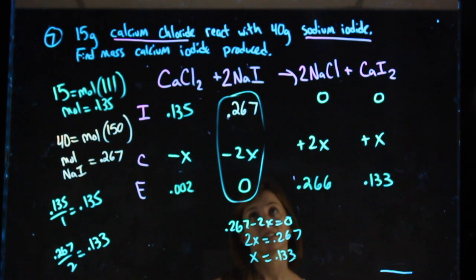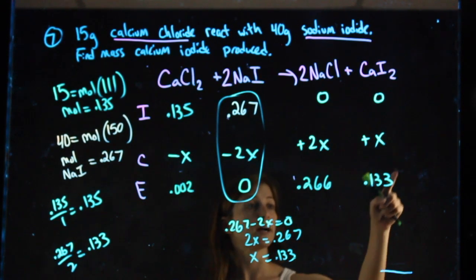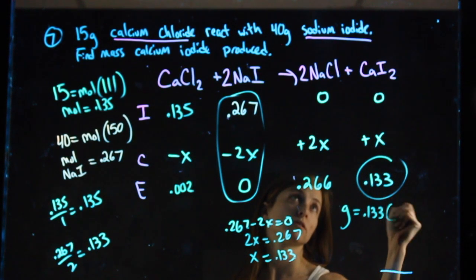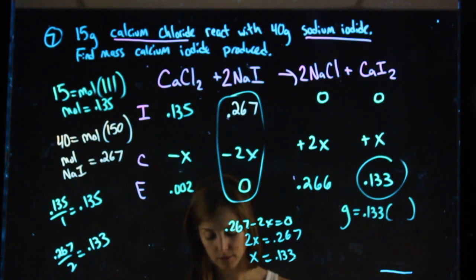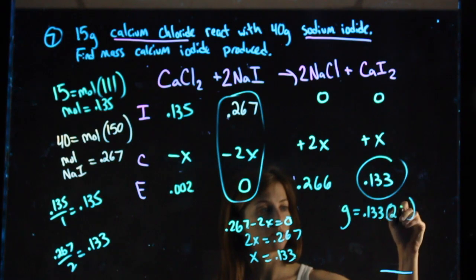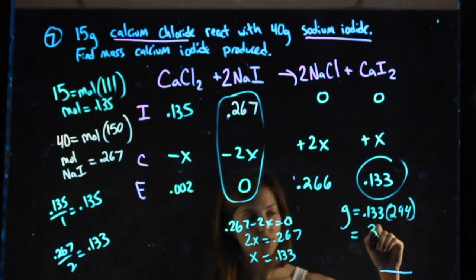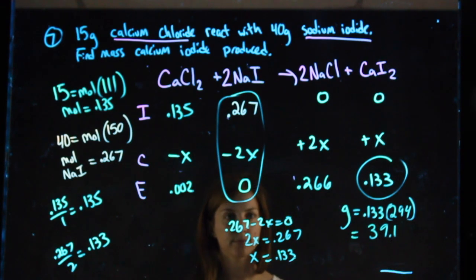It wants the mass of calcium iodide produced. So calcium iodide, those are my moles. Grams equal moles times molecular weight, which is 40 plus 127 times 2. Molecular weight is 294 times 0.133 moles. We get about 39.1 grams.